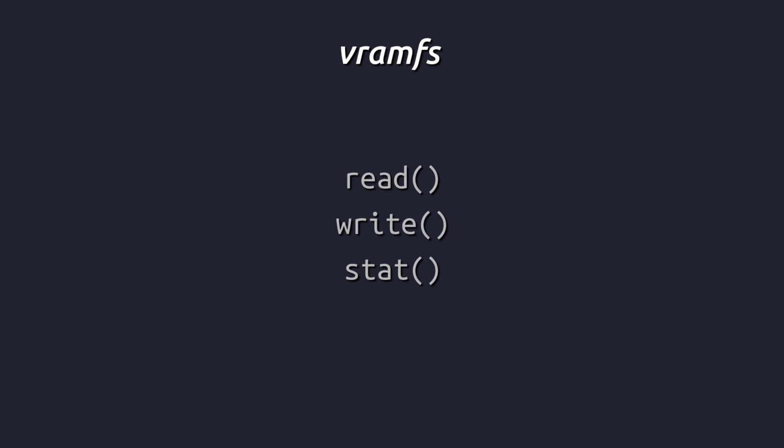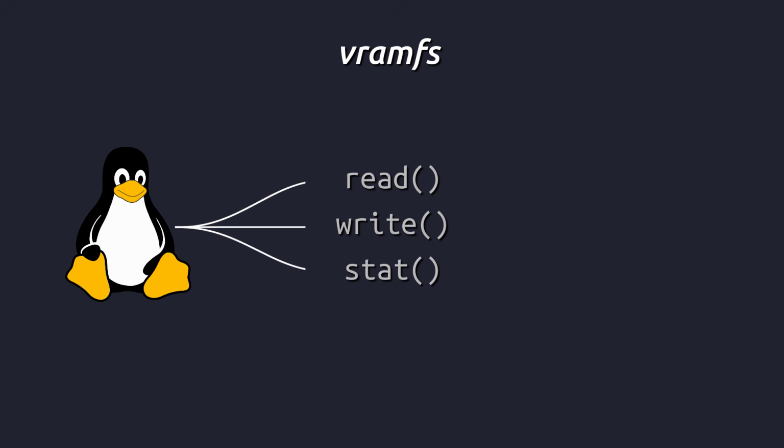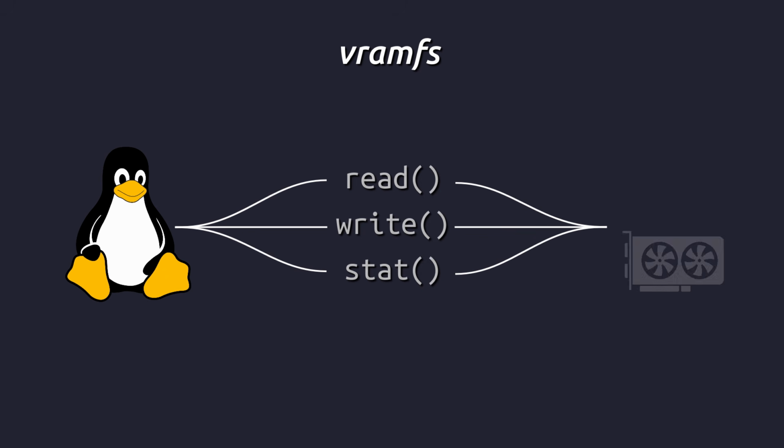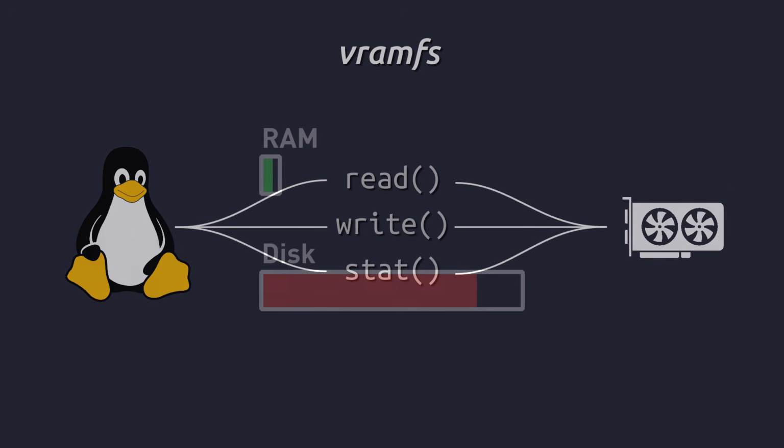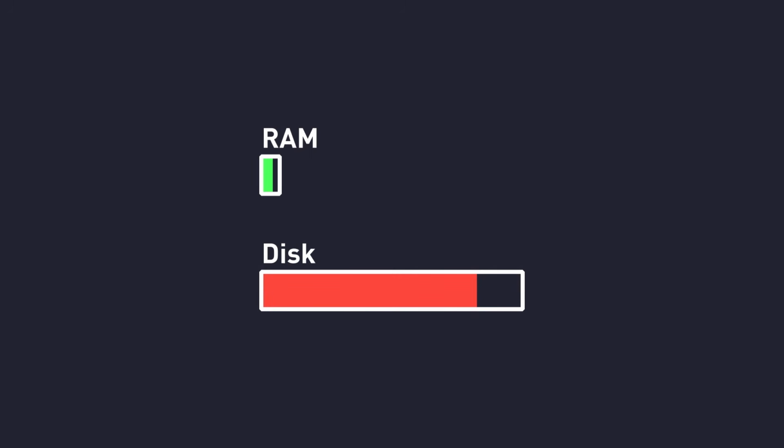In other words, this program called VRAMFS creates a bunch of functions for reading, writing, and listing files. The operating system sees these as a perfectly normal way to interface with a new file system, but in the background, these functions are being translated to the GPU's video memory. So we can effectively repeat the same experiment as before, using disk as RAM, but instead of actually writing to the disk, we're writing to the graphics card.